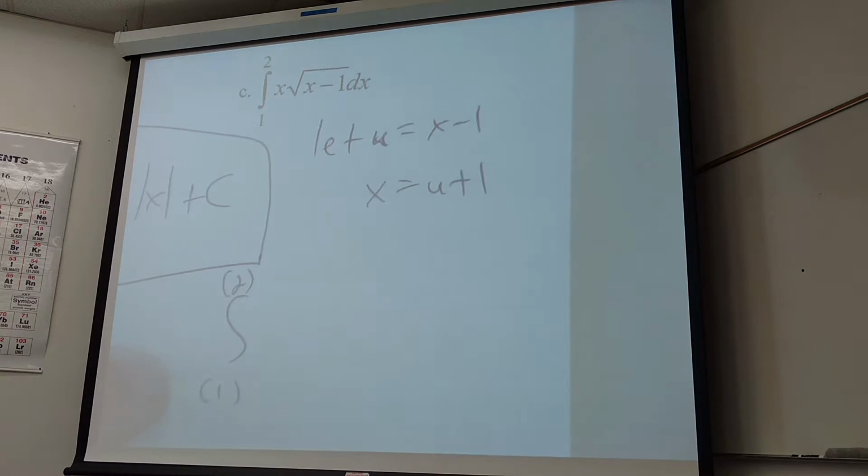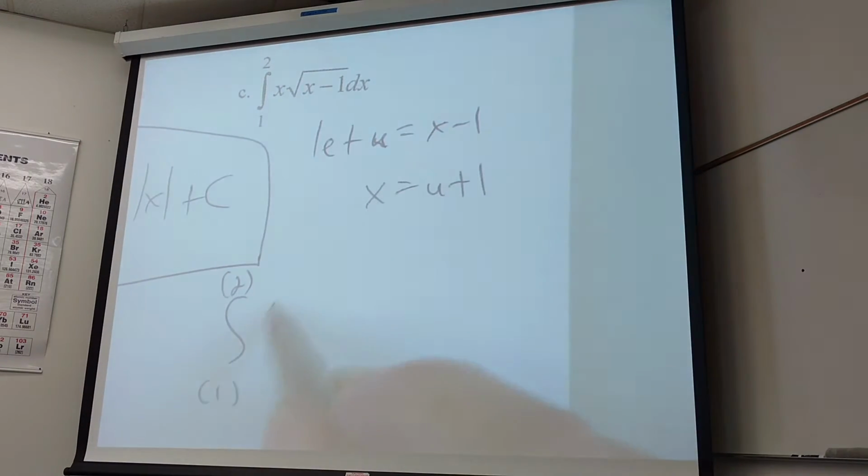So you could change the limits, or you could just change everything back to x at the end. And normally that's what I did as a student. It doesn't really matter. Mathematically, they're equivalent. But if you don't like what I'm doing, then do it the way you do it. It's fantastic. So what does this become now?